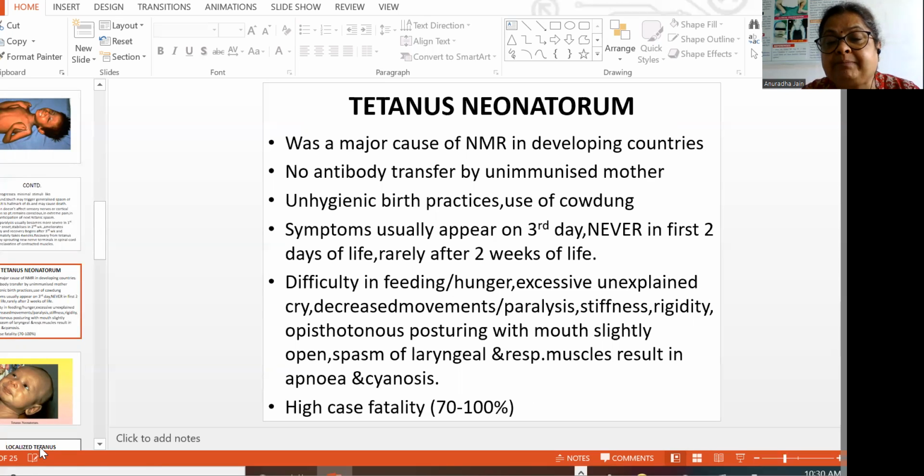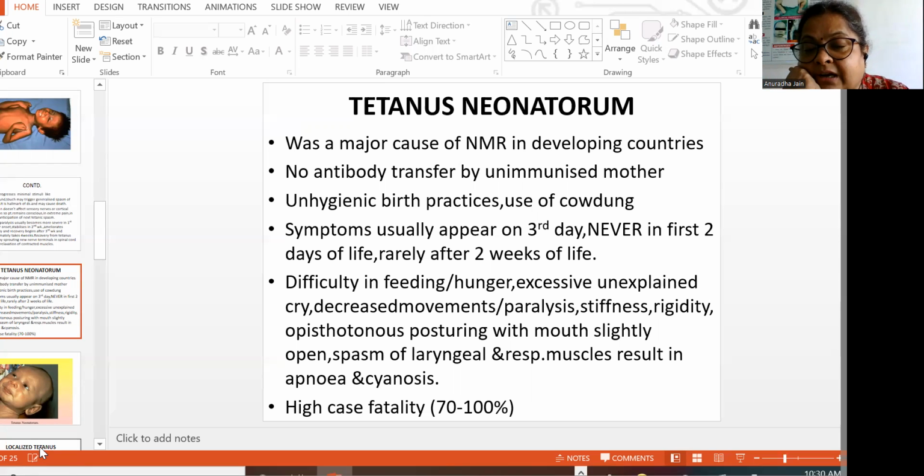Then symptoms usually appear on the third day. It is never, that is underlined, it is never in the first 2 days of life and rarely after 2 weeks of life. So any neonate coming with spasm between the third day of life to the 14th day of life, it is more likely that it may be tetanus. But if the spasms are occurring in the initial 2 days of life or after 2 weeks of life, they are less likely to be neonatal tetanus.